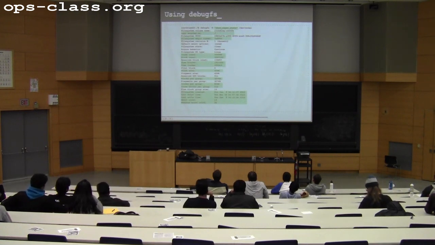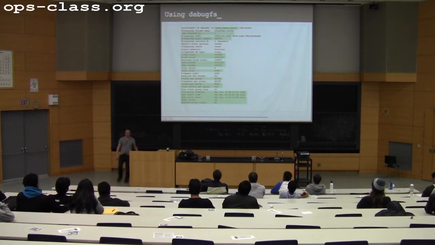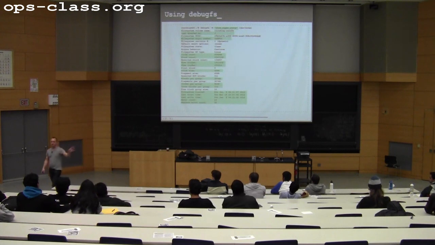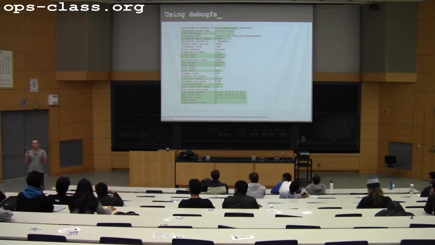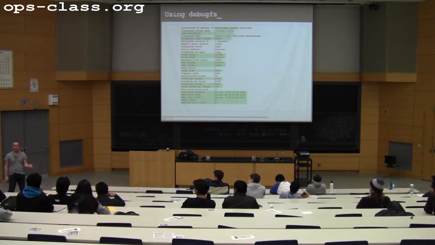I want to go back and show you a little bit about how I can print out information about an ext4 file system. This is a tool that reads information from a part of the disk that's known as the superblock. The superblock is a data structure that's read by the file system initially and contains all of the information required to interpret the file system. For example, the locations of the blocks of inodes would be stored in the superblock.